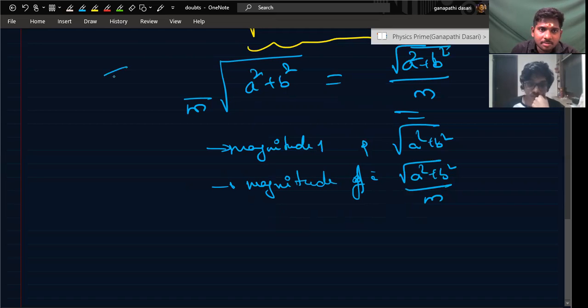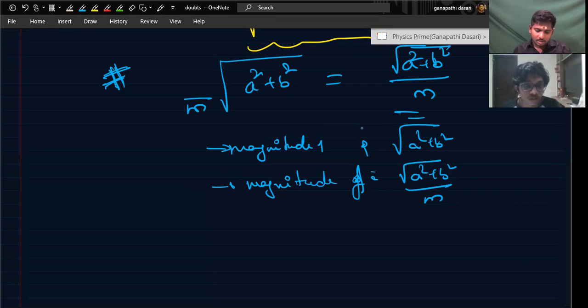Did you understand this concept? A very good concept. In mains, they asked this. In electrostatics, they asked once. Did I tell you that example? Electrostatics. They asked in 2009 on electrostatics, a similar question.